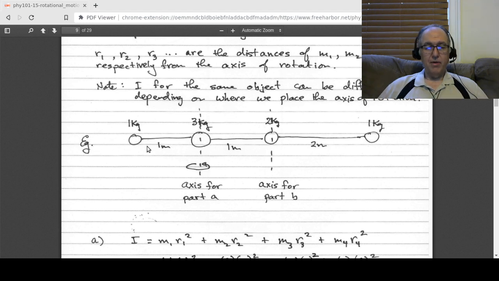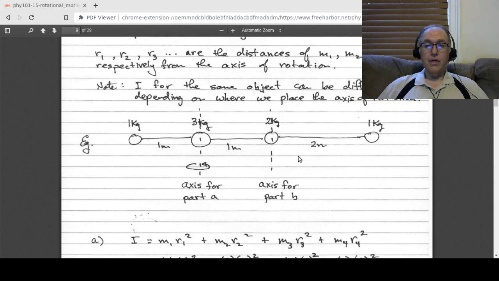And here's my first example. It's one of my funny dumbbells here. I've got 4 masses: 1 kilogram, 3 kilogram, 2 kilogram, and 1 kilogram at distances of 1 meter, 1 meter, and then 2 meters. They're displaced from one another according to those distances. For part A, I'm going to put the axis of rotation perpendicular to the masses, passing through the 3 kilogram mass. For part B, I'm going to say calculate the moment of inertia of this thing, but now move the axis of rotation through the 2 kilogram mass.